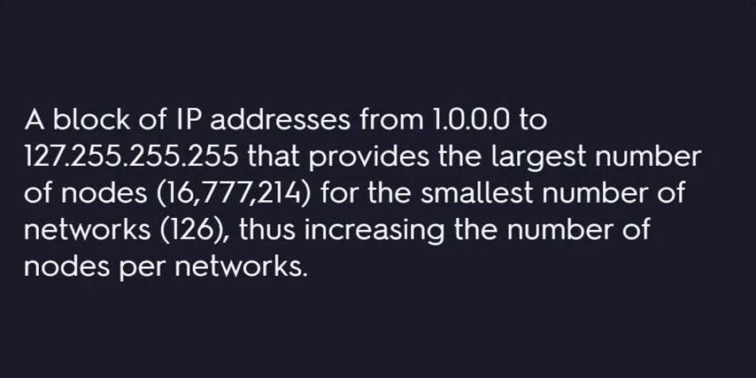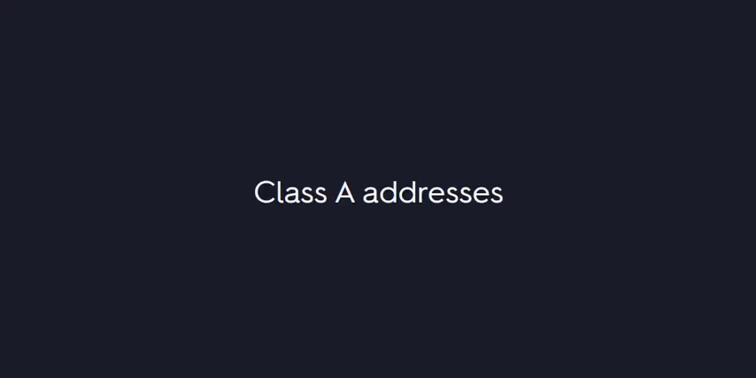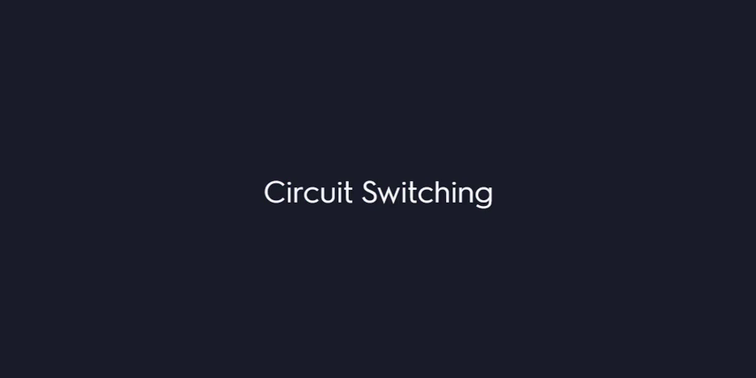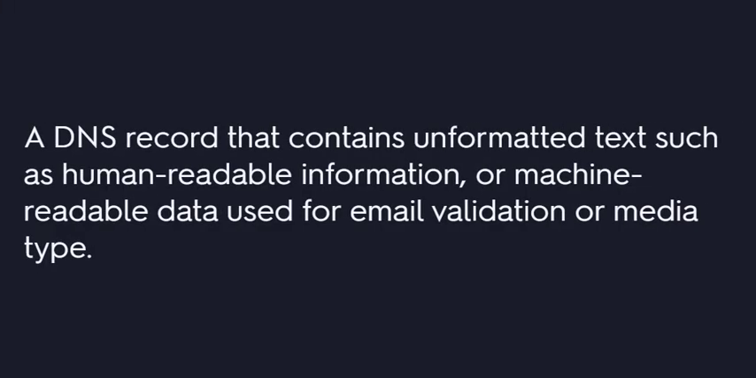Client. A block of IP addresses from 1.0.0.0 to 127.255.255.255 that provides the largest number of nodes for the smallest number of networks, thus increasing the number of nodes per network. Class A addresses. A switching technique where one endpoint creates a single connection to the other endpoint. Circuit switching. A DNS record that contains unformatted text such as human-readable information or machine-readable data used for email validation or media type.